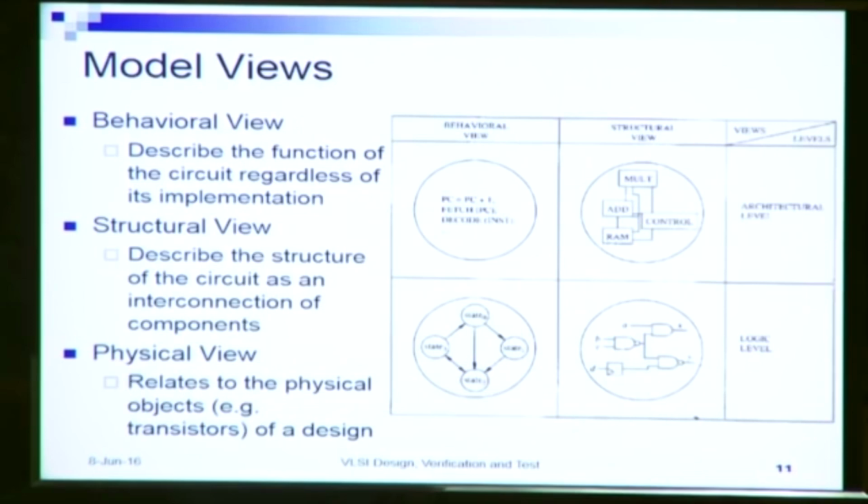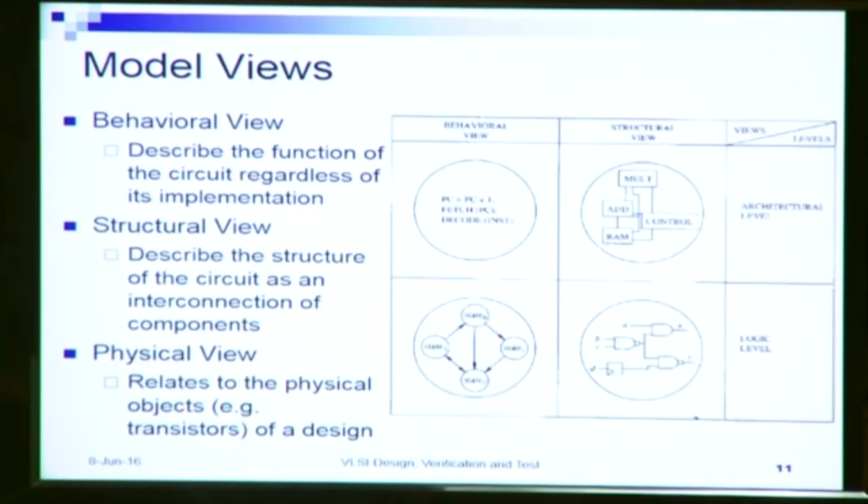Then we also said that at each level of design we also have views. We have abstraction levels and we also have views. So first we have the behavioral view. The behavioral view, as we have already said, describes the function of the circuit regardless of what the implementation of the structure is. And we also have the structural view. It describes the structure of the circuit as an interconnection of components. And there is a physical view that relates to the physical objects, for example transistors, of a design.